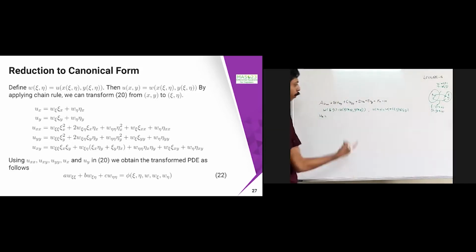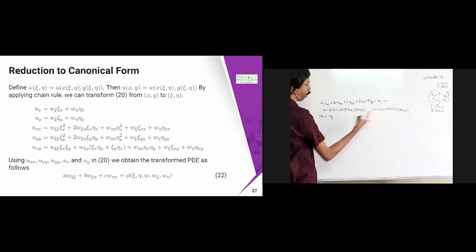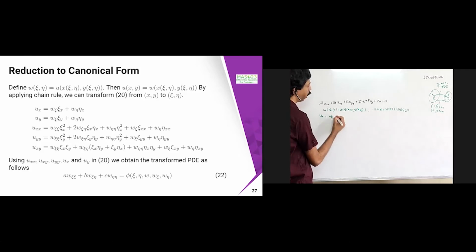Ux is going to become like, first you have to take the w eta. So for example, here u of x comma y, if I want to find, then I got to take w of eta. First you got to differentiate with respect to w, and w is a function of x comma y. Ux I got to find, ux is going to become like w is a function of chi comma eta, w chi, into eta, is again a function of x comma y, therefore this is going to become like eta x is going to come.